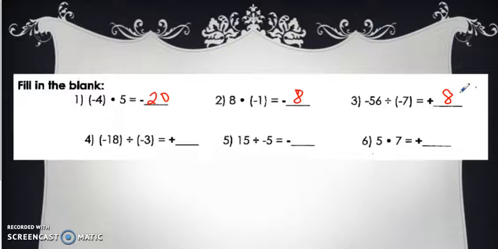Negative 18 divided by negative 3. I have same signs, negative and a negative, therefore my answer is positive. 18 divided by 3 is 6. 15 divided by negative 5, we have a positive divided by a negative, so that's negative. 15 divided by 5 is 3.